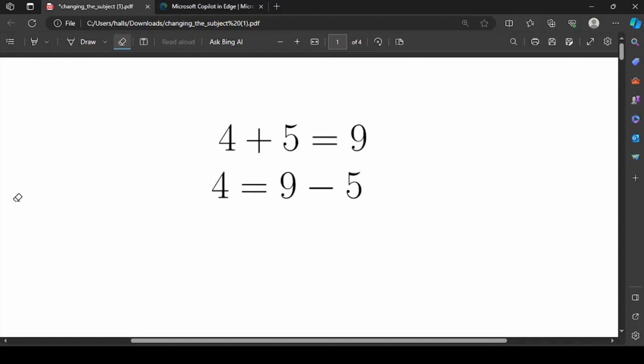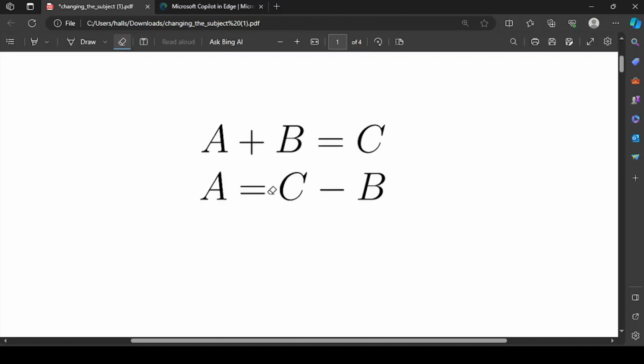So let's start off easy with numbers that we know. If I say 4 plus 5 is equal to 9, what is 4 equal to? Now everybody knows 4 is just 9 minus 5, right? That's easy to see. But pay attention to what is going on with the numbers and the changing of the signs. So now we'll switch it up with symbols.